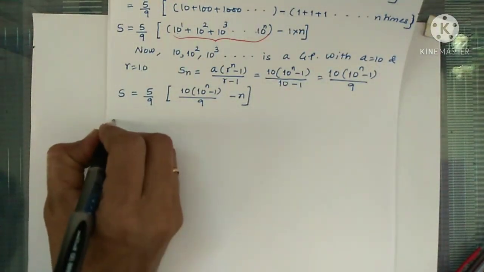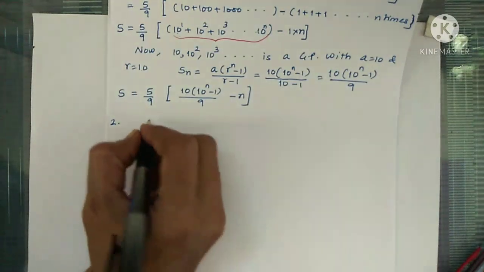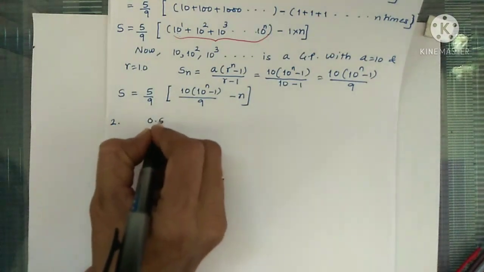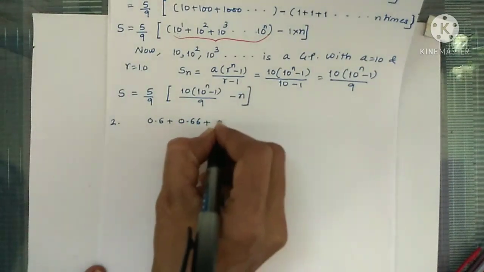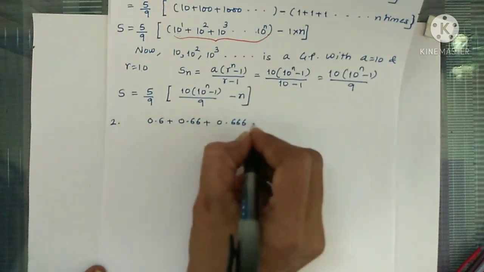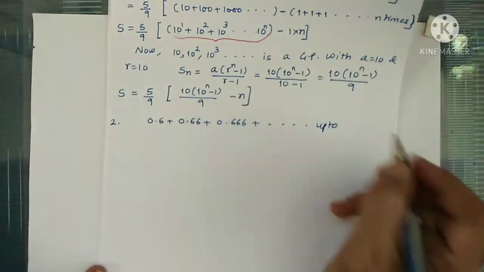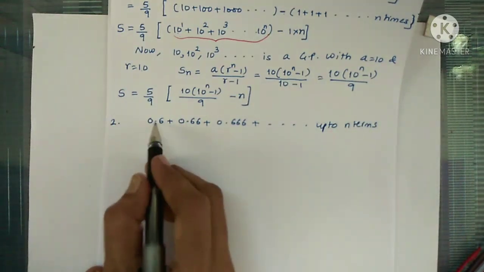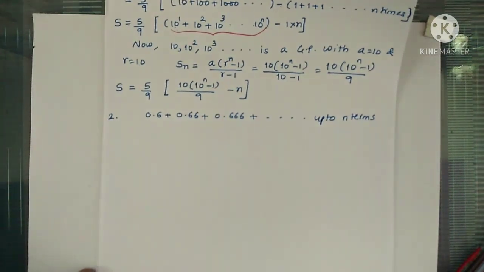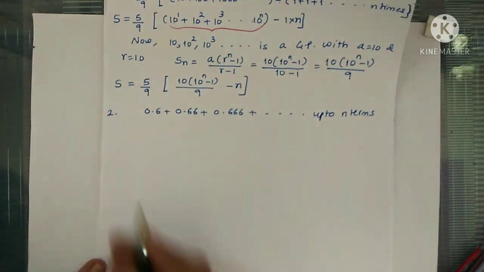So let's solve one more question of this kind. Find the sum of the numbers 0.6, 0.66, 0.666 and so on up to n terms. The only difference here is we have this decimal point. In the previous question we had 5 plus 55 and so on, but the technique is the same.